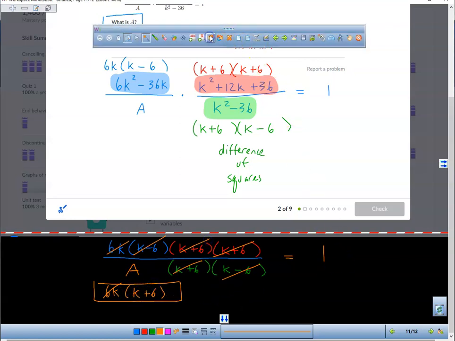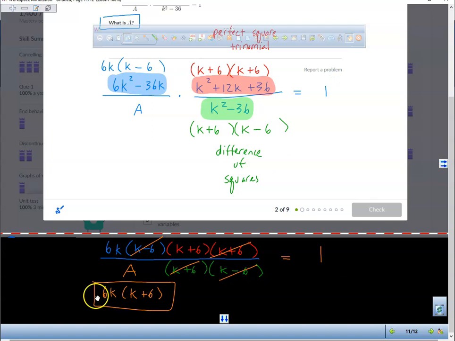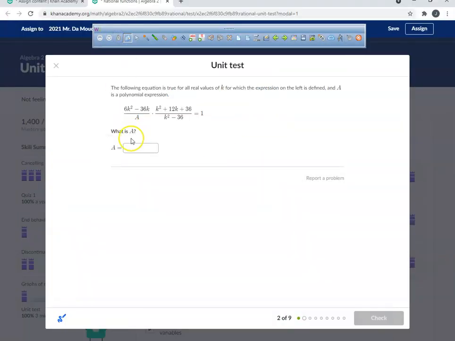Now, I don't think it says expanded form. Right now, that's what I'm going to type in unless it says it needs to be expanded. No, it just says as a polynomial expression. So I'm going to type in 6k parentheses k plus 6.